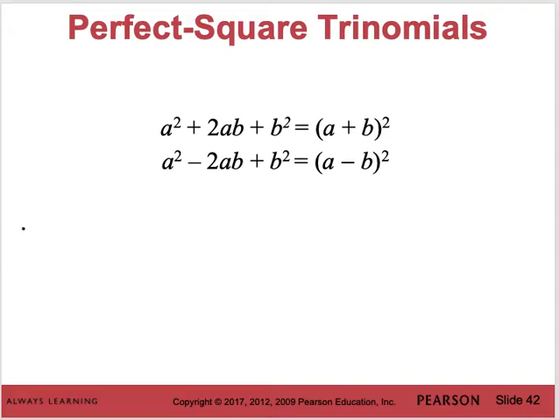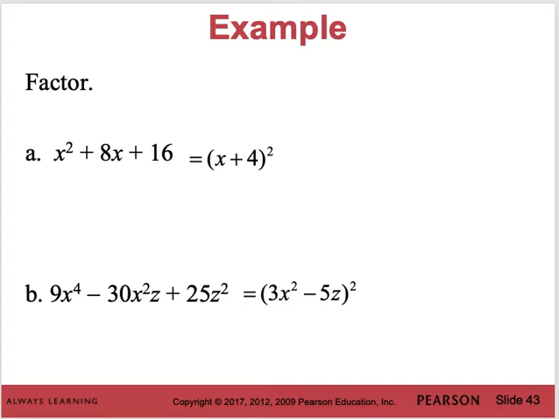Another special case of factoring is when we're dealing with perfect square trinomials. So we have a squared plus 2ab plus b squared is the same as a plus b squared. A minus b squared is the same as a squared minus 2ab plus b squared. So in the last chapter we were writing out what a minus b squared equals, and we wrote it as a trinomial. Now we're going to be given the trinomial and work backwards to write it in its factored form.